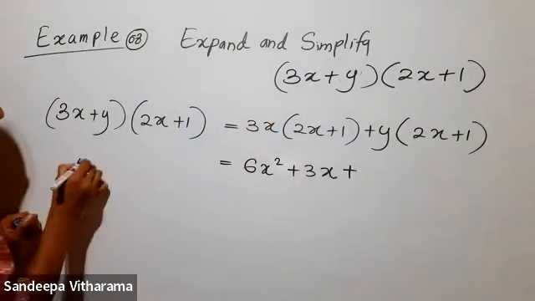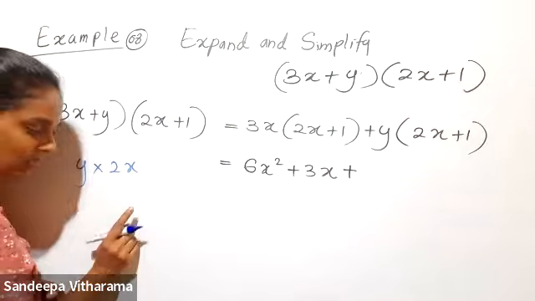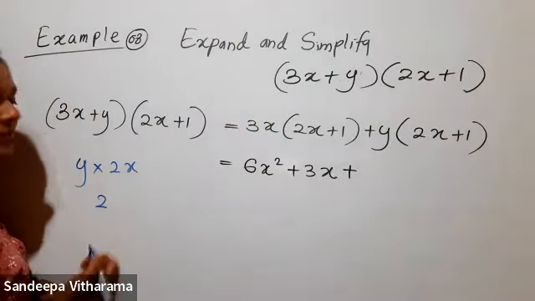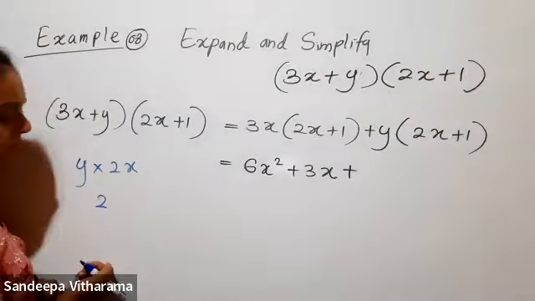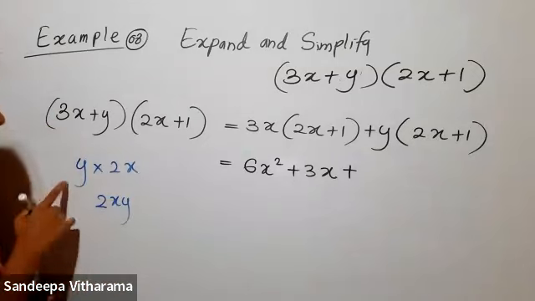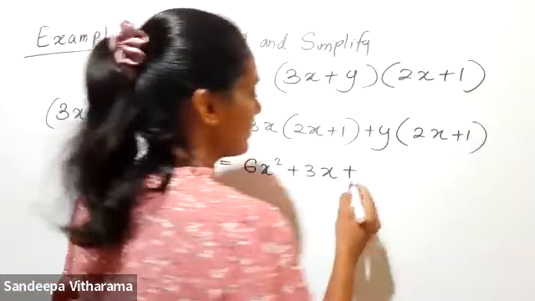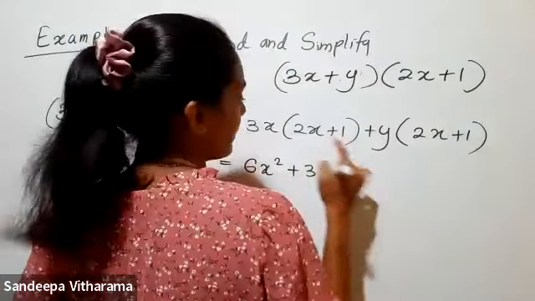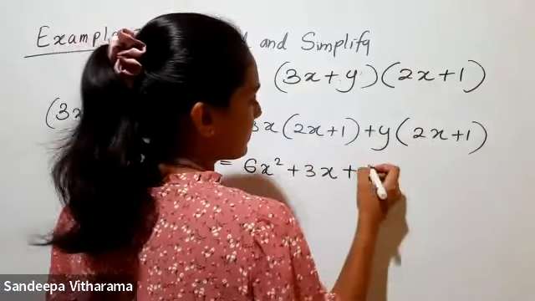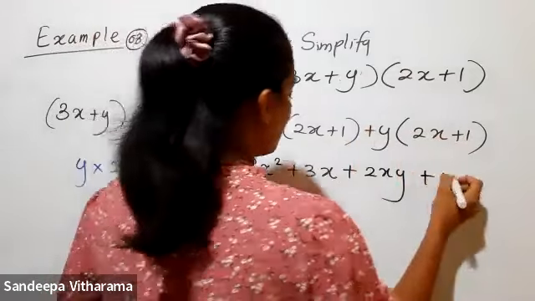Y into 2x. Then what do we do? I have mentioned that we always give priority to the number. Then y into x, we can write xy, doesn't matter. Writing yx is also fine. Okay? Here, y into 2x, it is 2xy. Y into 1, it's y.